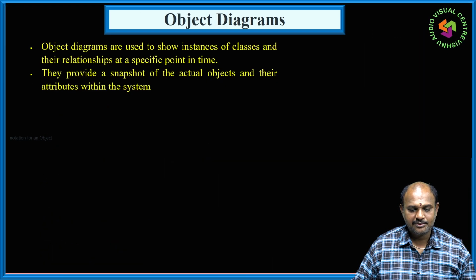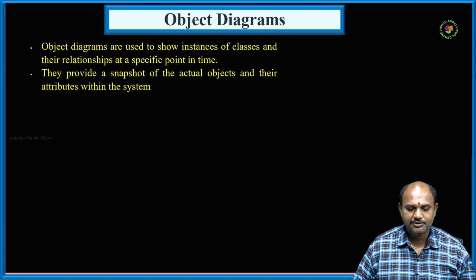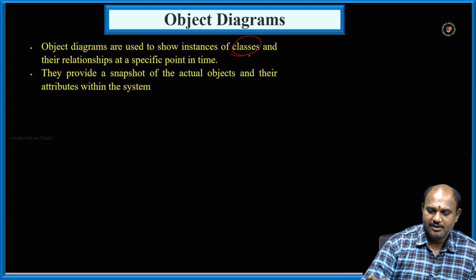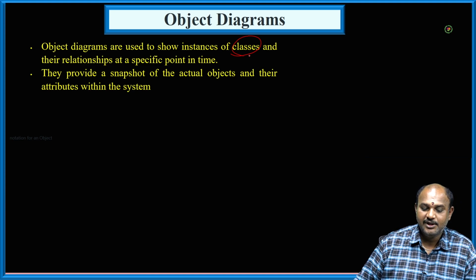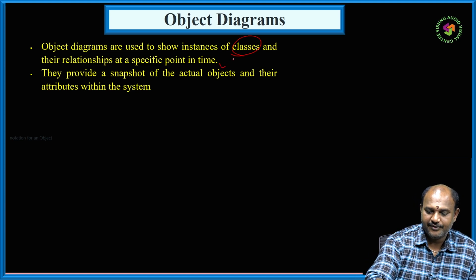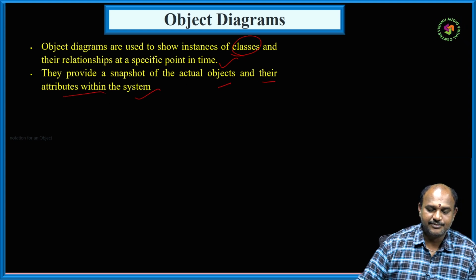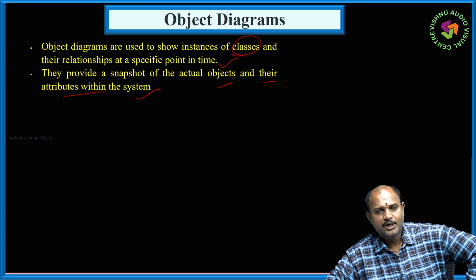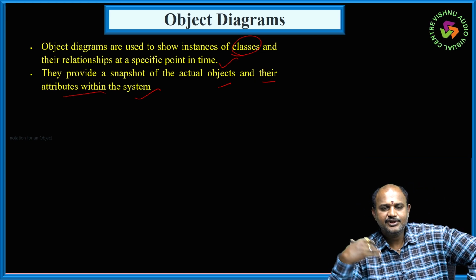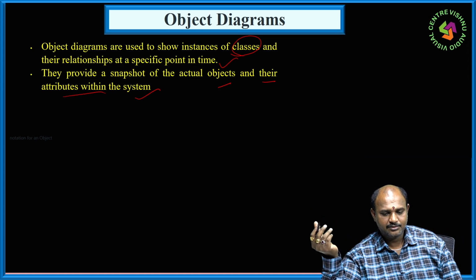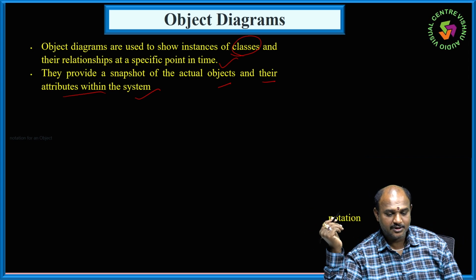Now let's go for the object diagram. An object is an instance of the class. Object is nothing but an instance of the class. The relation at a point in time provides a snapshot of actual objects and their attributes within the system. So it is similar to a class, but it is a runtime entity. Object is nothing but a runtime entity. So we can use this diagram.